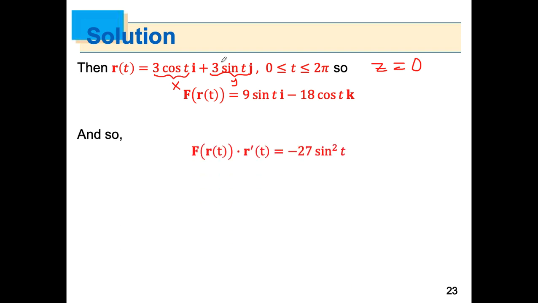Now we dot it with the derivative of r. Take the derivative of r, which is very easy to do, dot it with our vector field evaluated at the position vector, and I invite you to pause the video here. You should be able to get negative 27 sine squared t.